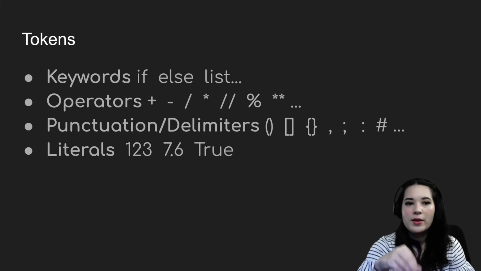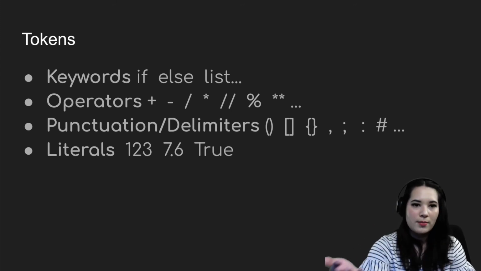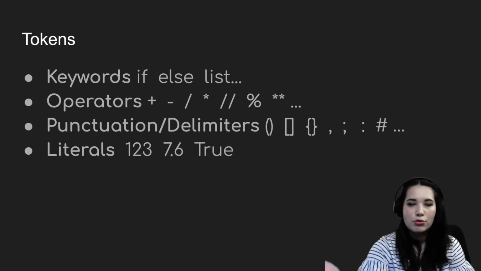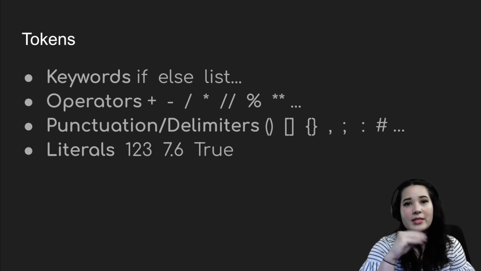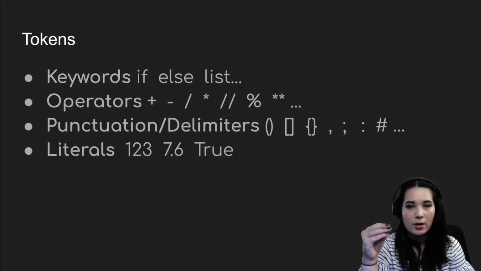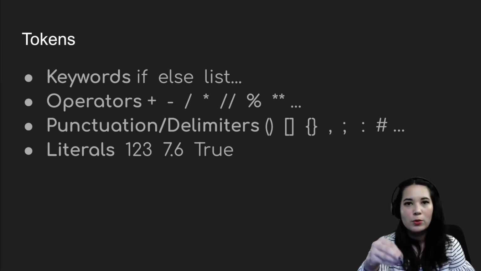Last but not least, we have things called literals. These are things like integers or decimal numbers or true and false values. These actually mean something to Python. For instance, 123 means the number 123, and true means that a value is actually true. Because these are tokens and they have special meaning, it means that we can't have them be variables in our program. They already have a role to play and we can't overwrite those.